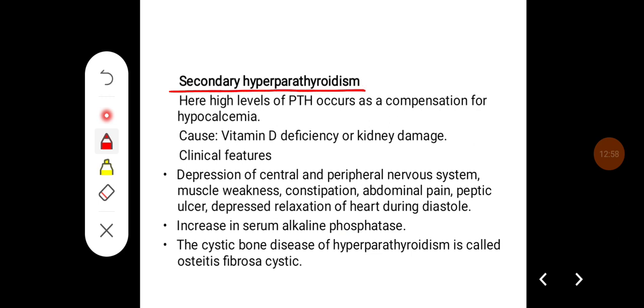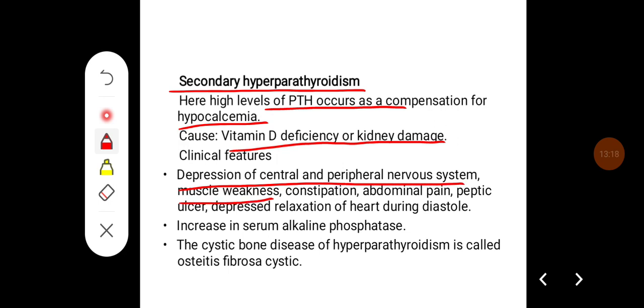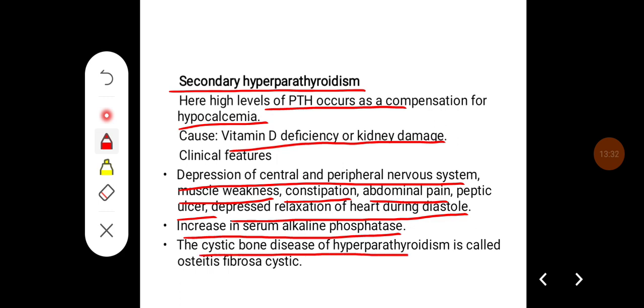Secondary hyperparathyroidism: here high levels of parathyroid hormone occur as compensation for hypocalcemia. The cause may be vitamin D deficiency or kidney damage. Some of the clinical features of hyperparathyroidism are depression of the central and peripheral nervous system, muscle weakness, constipation, abdominal pain, peptic ulcer, and depressed relaxation of the heart during diastole. There can be an increase in serum alkaline phosphatase levels. The cystic bone disease of hyperparathyroidism is also called osteitis fibrosa cystica.